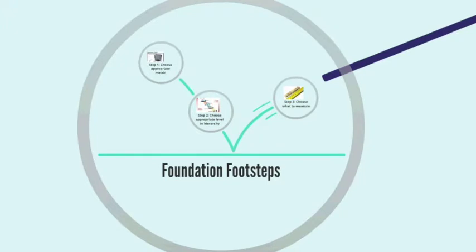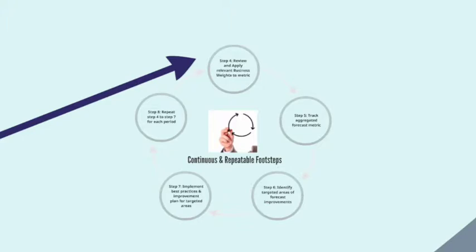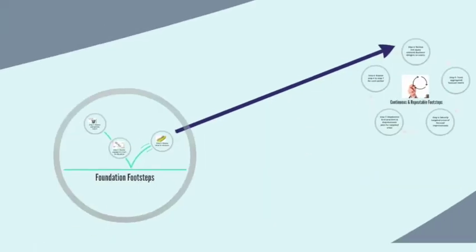The initial 3 steps, or the foundational footsteps, can be revisited once every 2 years or if there's a significant change in your business. The next 4 steps, continuous and repeatable footsteps, need to be repeated for every forecasting period. Now let's take a deeper look at each of these steps.